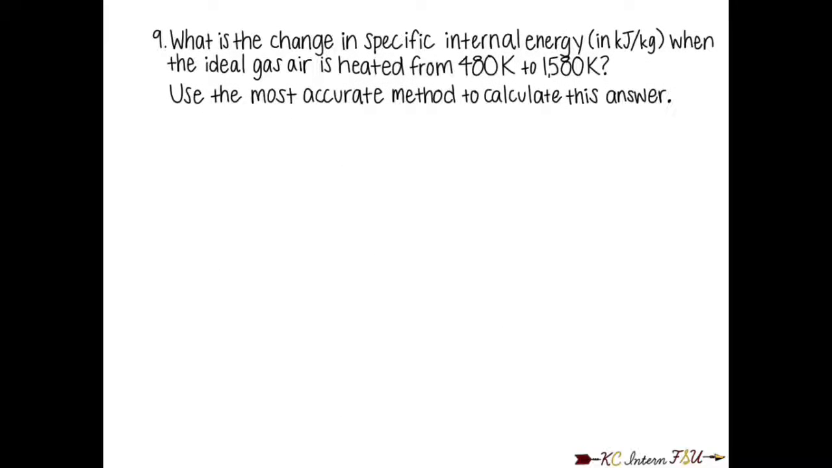Question 9. What is the change in specific internal energy in kilojoules over kilogram when the ideal gas air is heated from 480 Kelvin to 1,580 Kelvin? Use the most accurate method to calculate this answer. In order to determine the change in specific internal energy, we will have to find the values of specific internal energy at the two different temperatures, 480 Kelvin and 1,580 Kelvin.